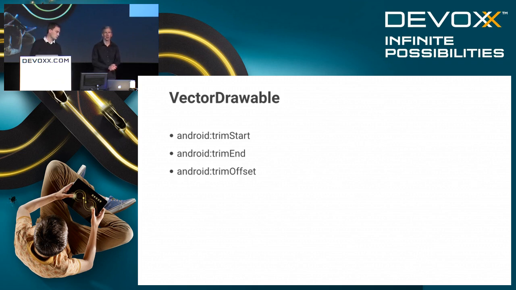Yeah, I should have pointed that out earlier. I was showing how to morph a path between different representations of the geometry, but you can also animate any of the other properties that are exposed in VectorDrawable. So these are some of them there. You can also animate the stroke width and the stroke color and the fill color.